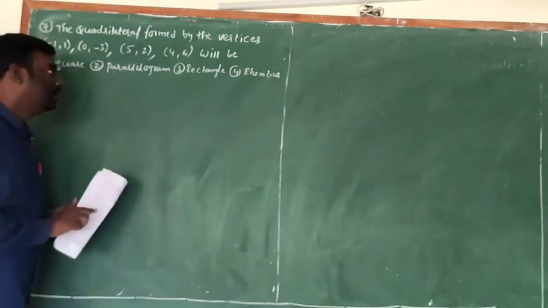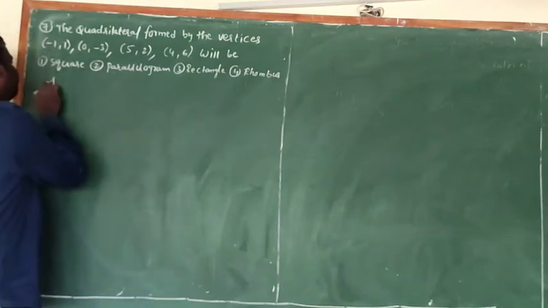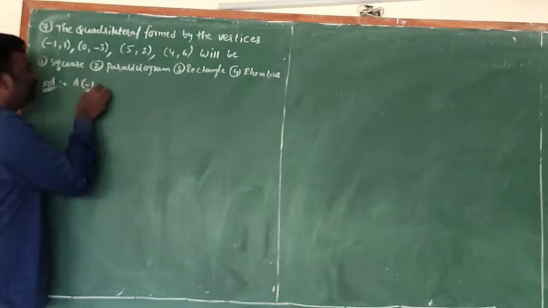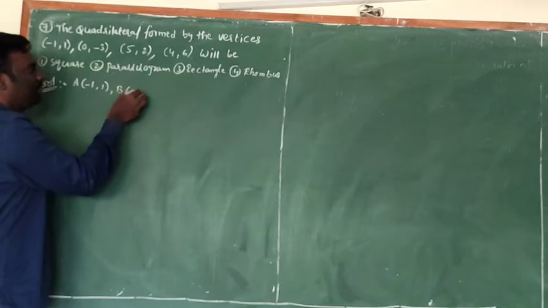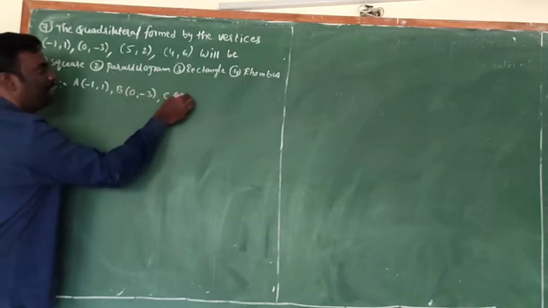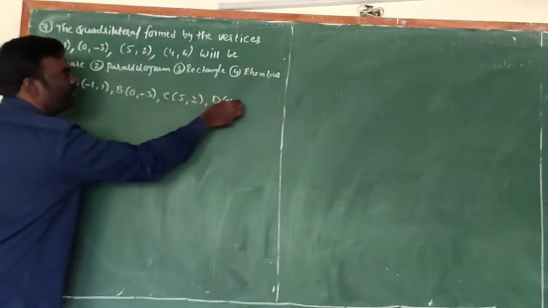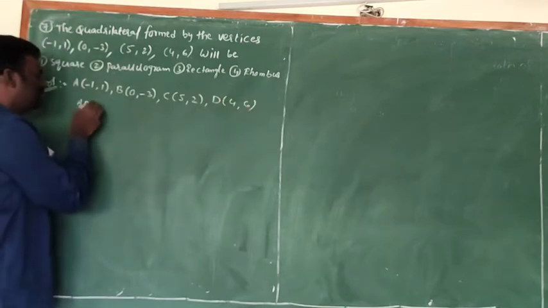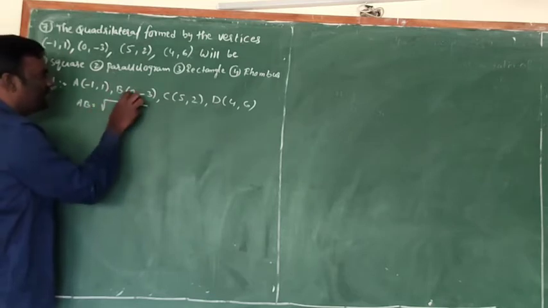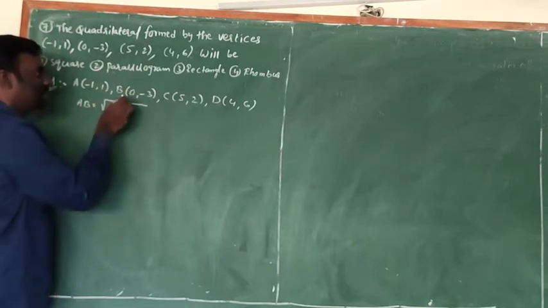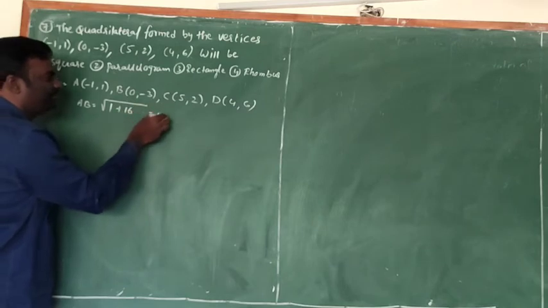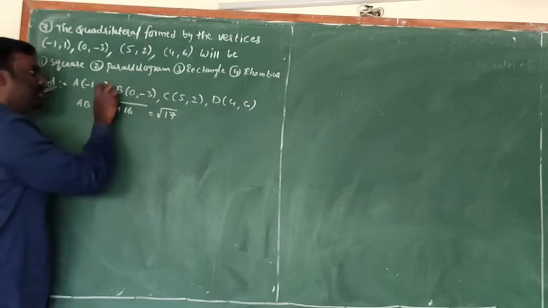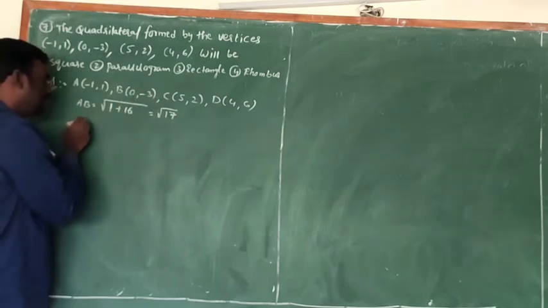Okay. Now, taking the first point as A, second point as B, third point as C, fourth point as D. First I am finding the AB distance. Under root of (x2 minus x1) whole square plus (y2 minus y1) whole square: (0 plus 1) whole square plus (-3 minus 1) whole square, which is root 17. Directly I am doing. Next I am doing BC.